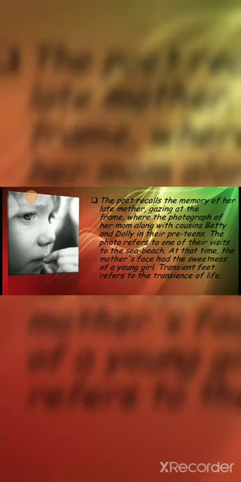Before I close today's session, let us recap all the stanzas. The poet recalls the memory of her late mother, gazing at the frame where the photograph of her mom is along with cousins Patty and Dolly in their preteens. The photo refers to one of their visits to the seabed. At that time, the mother's face had the sweetness of a young girl. Transient, small feet refers to the transience of life, a temporary stage of life.